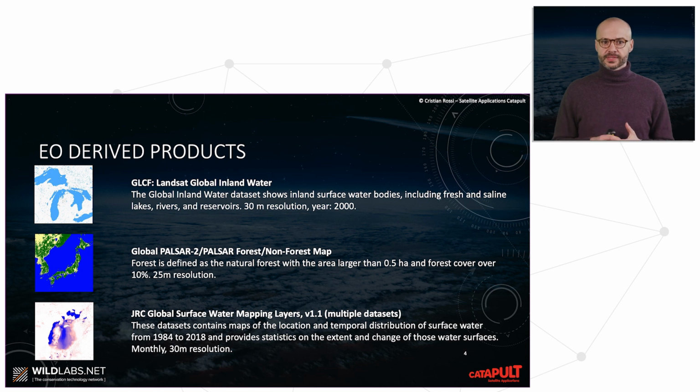Again, forest, non-forest, so in this case from Palsar 2, which is a SAR type of data, so there is a product such as the forest, non-forest map. Water again, GRC, so this is all in alphabetical order, so the sort of mix between different disciplines. So GRC, which is like the global surface water mapping layers, so with the location and temporal distribution of surface water from 1984, so quite a long time ago, to 2018, monthly 30 meter resolution.